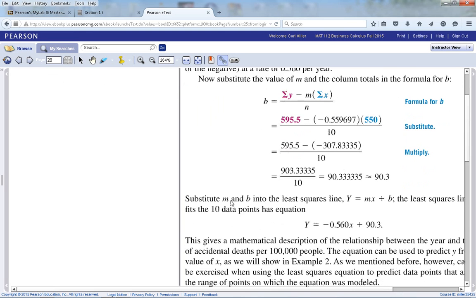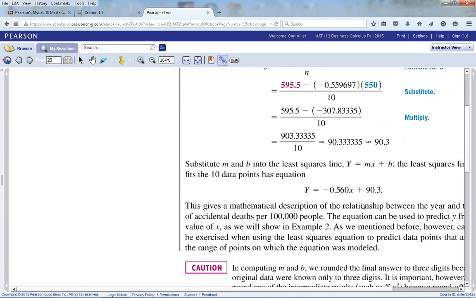So then we can substitute m and b into the least squares line and say that the line that does the best job of fitting the data looks like a function where y equals negative 0.560 times x plus 90.3. Remember, x is years since 1900.